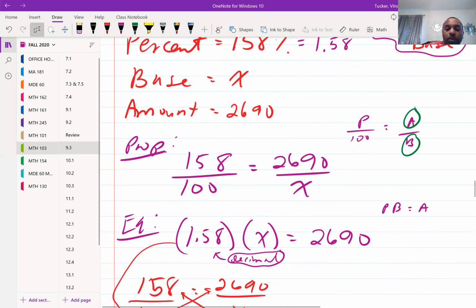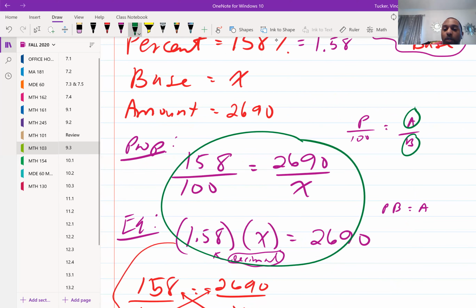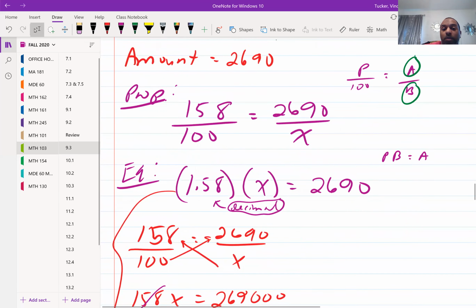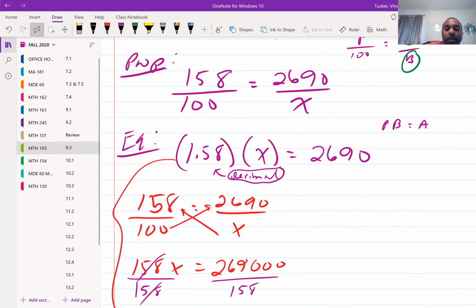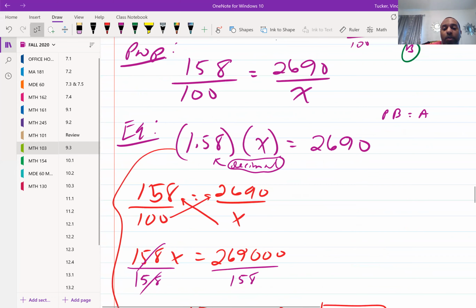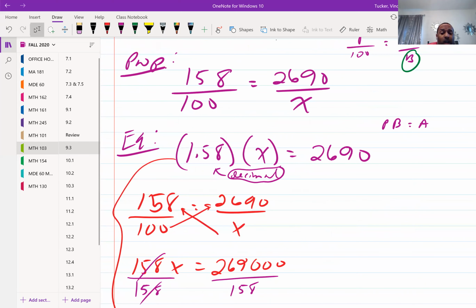If you want to use the regular equation, notice you do 1.58, which is in decimal, times your base equal to your amount. Either way, you'll get the same answer. It doesn't matter which way you decide to go with. It's up to you. I believe I solved it both ways, so I'll show you both ways. You don't have to do both. You just have to do one of the ways.